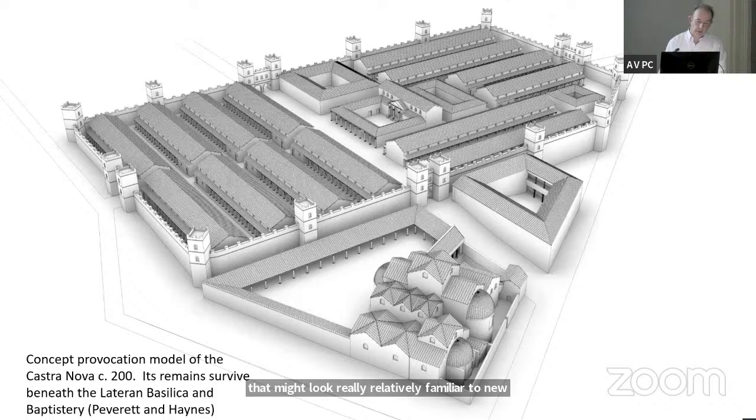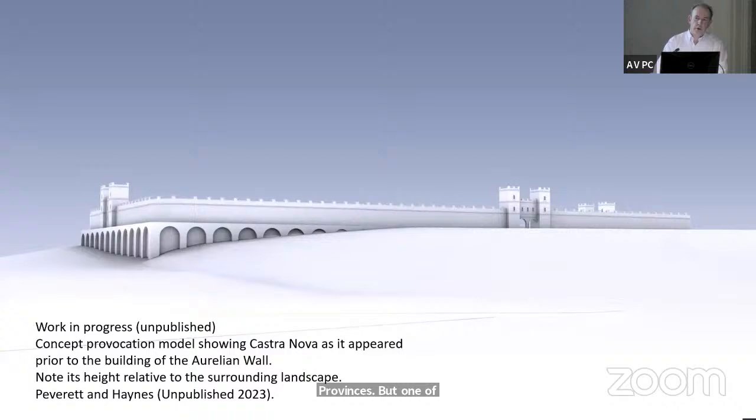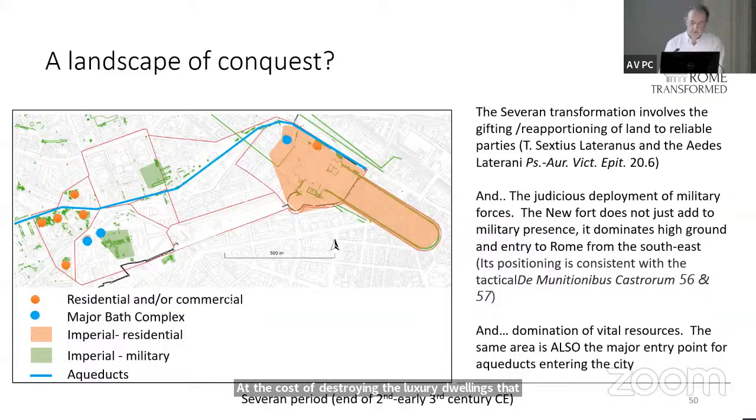But one of the points to note is that while we are in Rome and this is military architecture, it is no less important to think about this as tactical use of land. We tend not to think of Rome as a tactical space. In reality, the use of this location at the cost of destroying the luxury dwellings that preceded it is tactical. It follows Rome's expectations of how you use military space on campaign, dominating high ground.